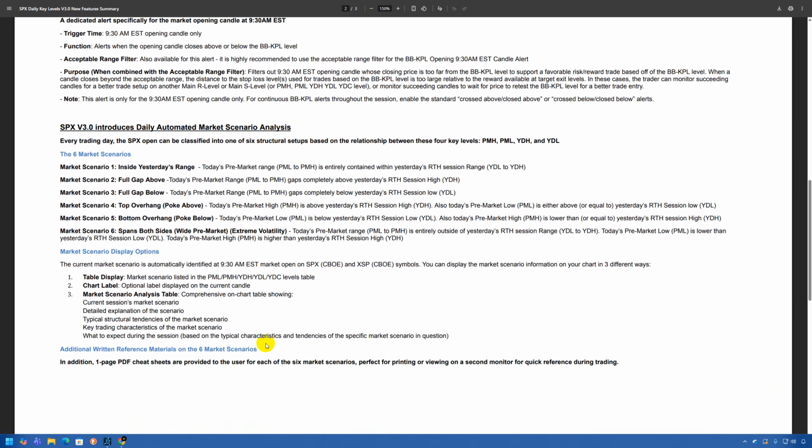SPX 3.0 also introduces daily automated market scenario analysis. Every trading day, the SPX open can be classified into one of 6 structural setups based on the relationship between these 4 key levels: the PMH, the PML, YDH, and YDL. There are 6 different market scenarios. Market scenario 1, inside yesterday's range: today's pre-market range, PML to PMH, is contained within yesterday's RTH session range, YDL to YDH.